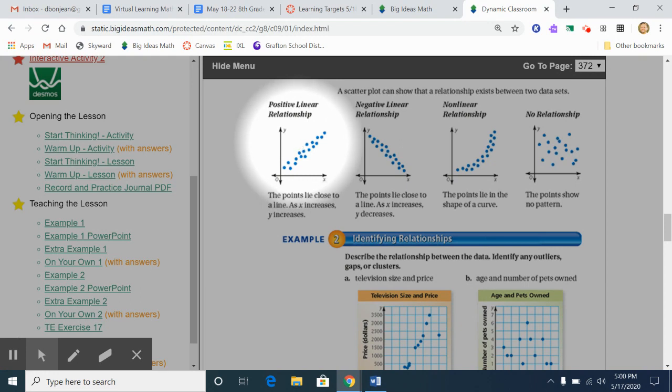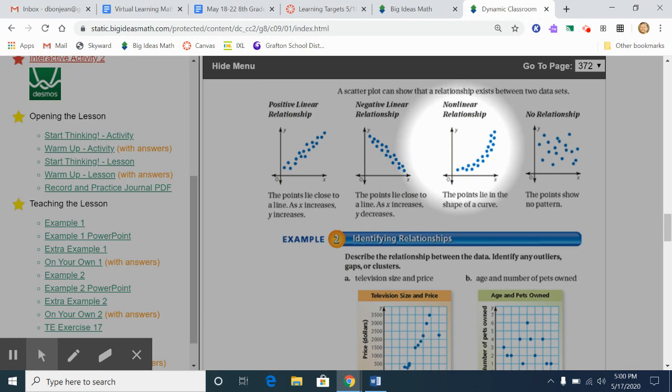If a scatter plot looks like it's rising as we go left to right, that would show a positive linear relationship. The points lie close to a line. As x increases, y increases is what this is saying for this picture. That could show a negative linear relationship, as the points lie close to a line, as x increases, y decreases.